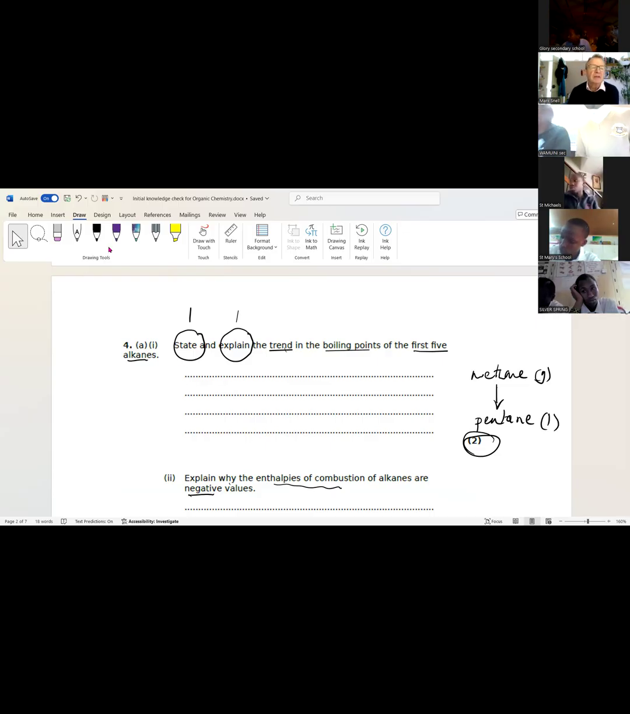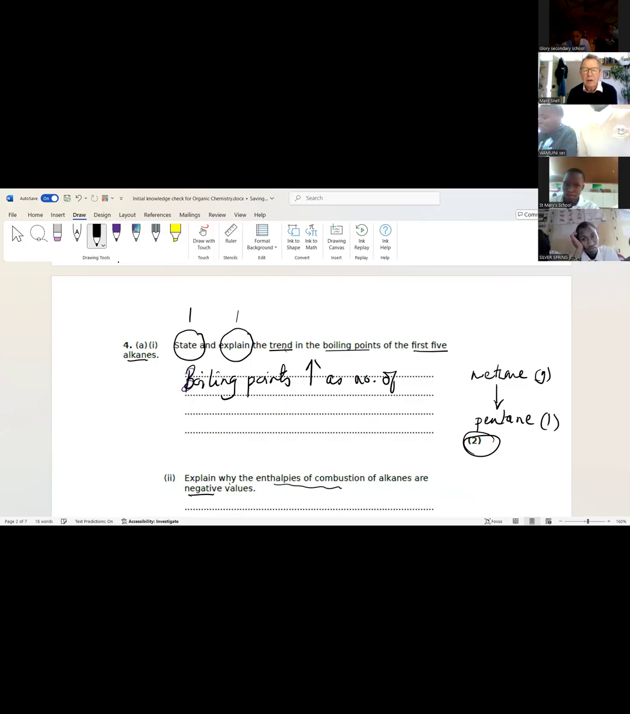The first bit is that, oh hello, that's an interesting color. Let's do this one. Boiling points increase as the number of carbons increases. That's the first thing. That's stating it. That is telling me what is true.